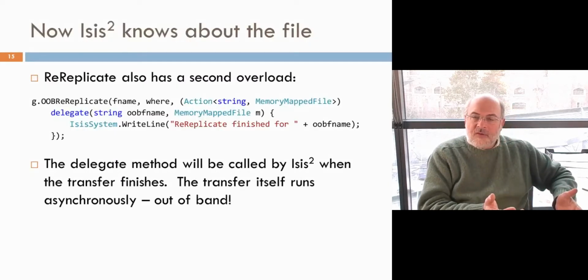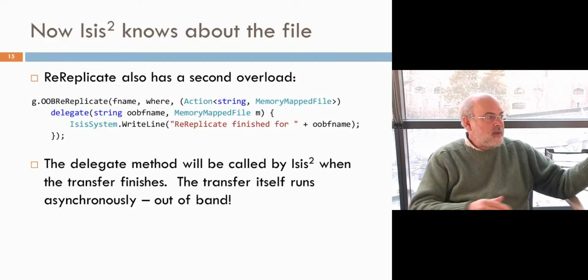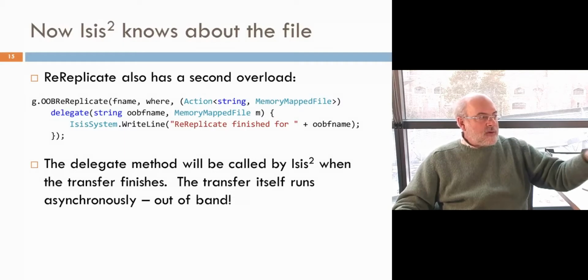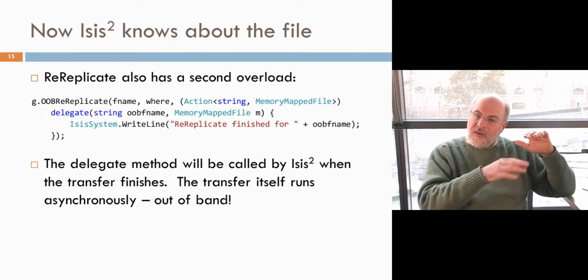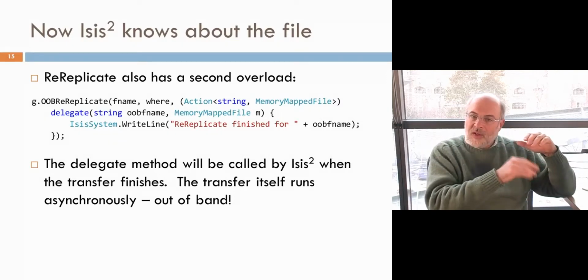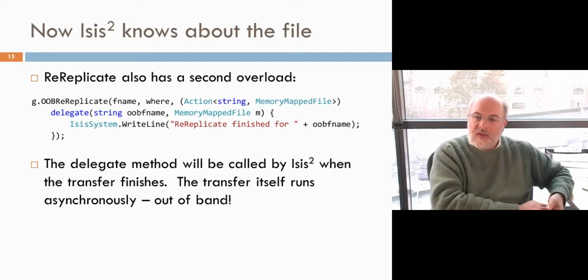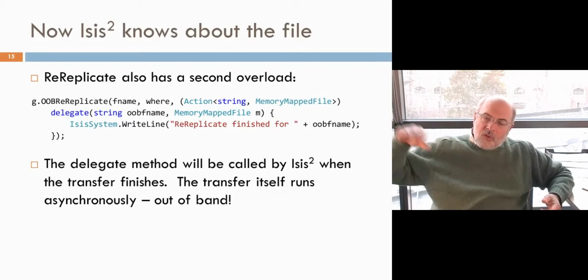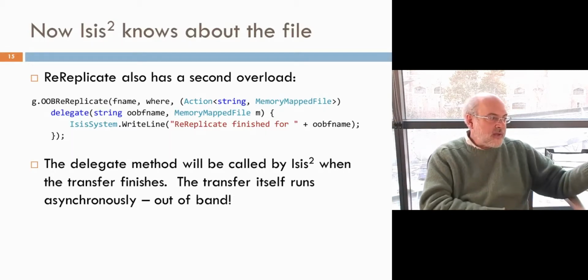So once it knows about the file, you can call OLB re-replicate. Here's the other way to call OLB re-replicate, file name where, and in this version, you get an upcall when the re-replication event has finished. So because this transfer is happening outside of the normal ISIS system, it can take a while, seconds maybe, for multi-gigabyte files. It could easily take seconds. And so you can get an upcall that tells you when the action has terminated. And this is illustrating how to do that.